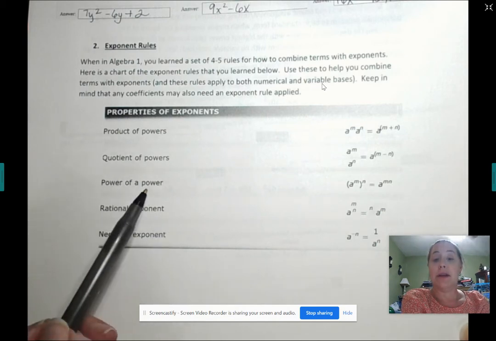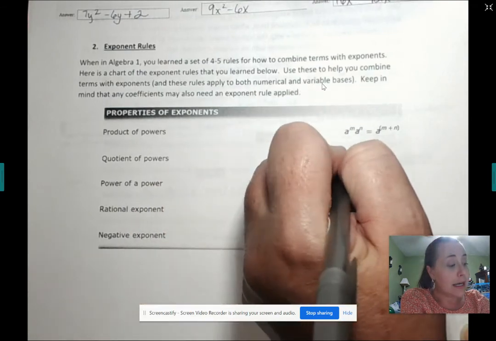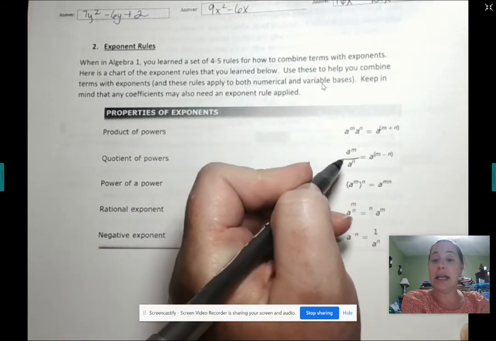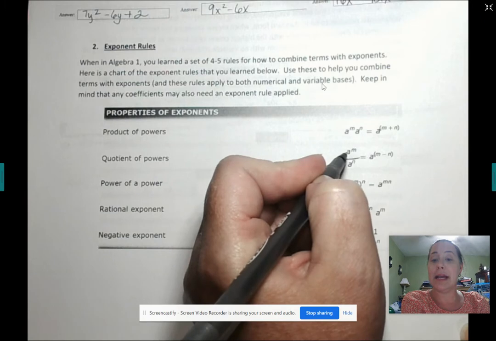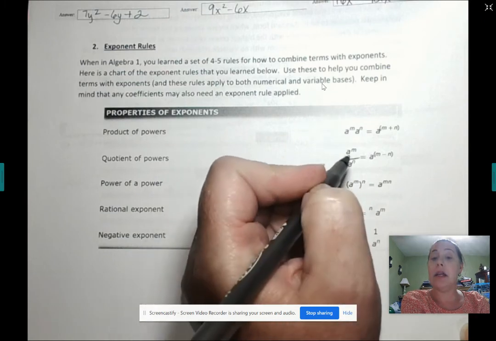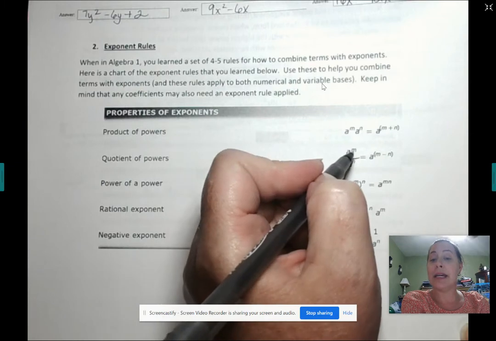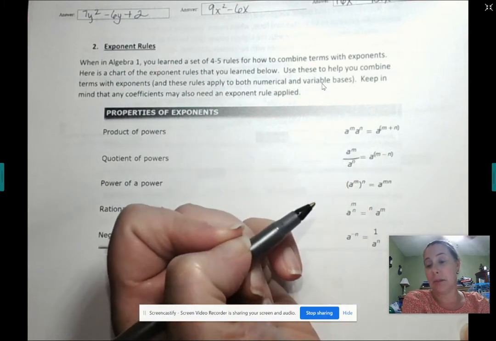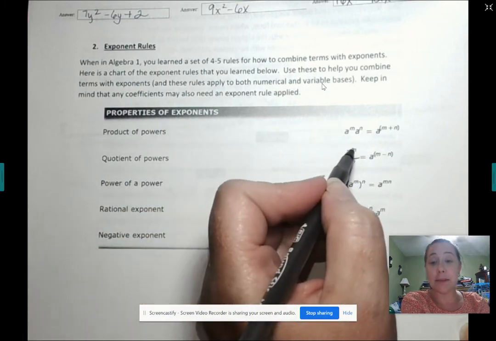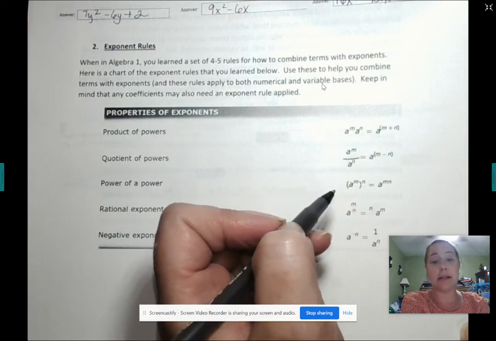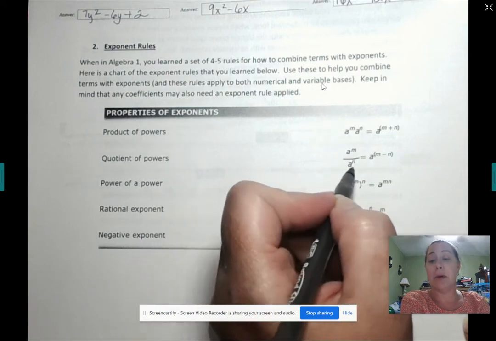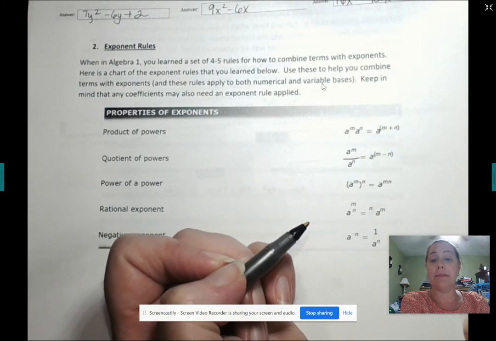Quotient of powers would be if you see, and this is supposed to be a fraction bar there, a fraction where you have the same base on top and on bottom, you can combine these two into one term by subtracting the top power minus the bottom power. Whether that's bigger or smaller, the top one, that's not a rule. It is always the top one minus the lower one.